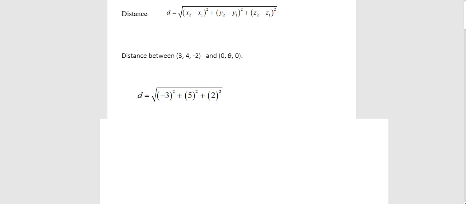From 4 to 9 in the y direction is an increase of 5, and from -2 to 0 in the z direction is an increase of 2. Square them, find the sum, and you will find out the distance between those 2 points is square root of 38. A little bit more than 6 units. We'll use that distance calculation quite a bit more with something that comes up a little bit later.